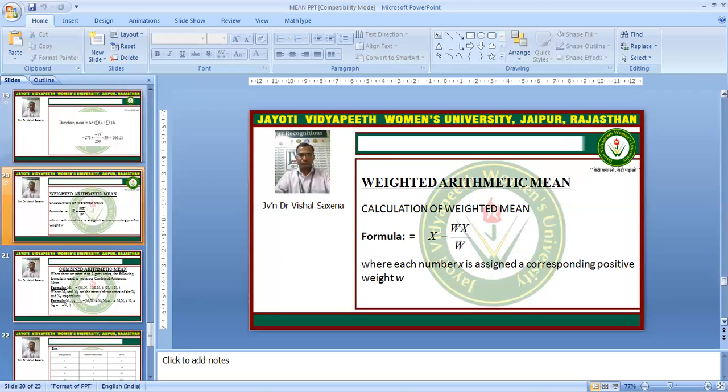Now next is the weighted arithmetic mean. The weighted arithmetic mean is given by x bar is equal to summation wx upon summation w, where each number x is assigned a corresponding positive weight w. So the weighted arithmetic mean x bar is given by summation wx upon summation w. x represents the data and w represents the positive weight corresponding to that data.